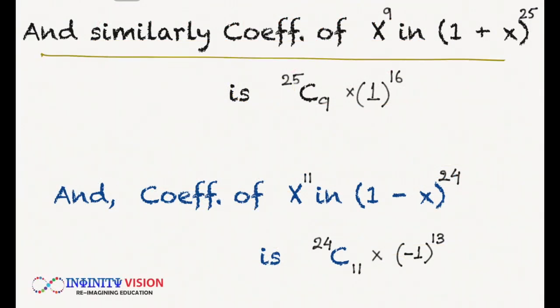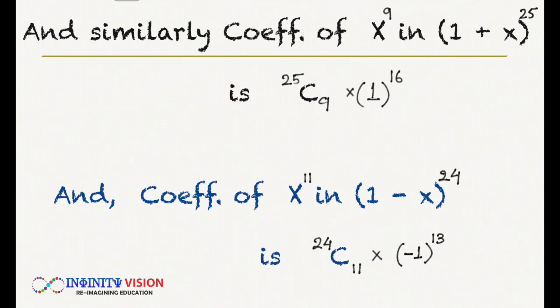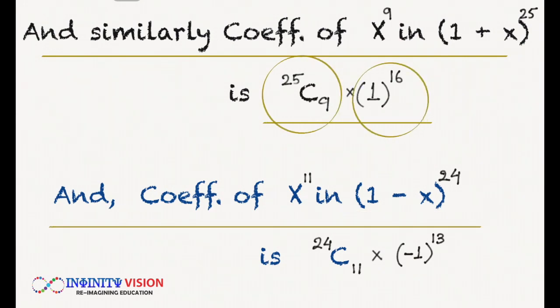And similarly, coefficient of x to the power 9 in 1 plus x to the power 25 is going to be 25 choose 9, because out of 25 1 plus x, we have to ask 9 of them to give us x, and the rest will be taking 1. So 25c9 into 1 to the power 16. And for the coefficient of x to the power 11 in 1 minus x to the power 24, again out of 24 1 minus x, we just have to ask 11 of them to give us x, the rest 13 we will be taking minus 1. So minus 1 would be multiplied 13 times, so we can say minus 1 to the power 13.